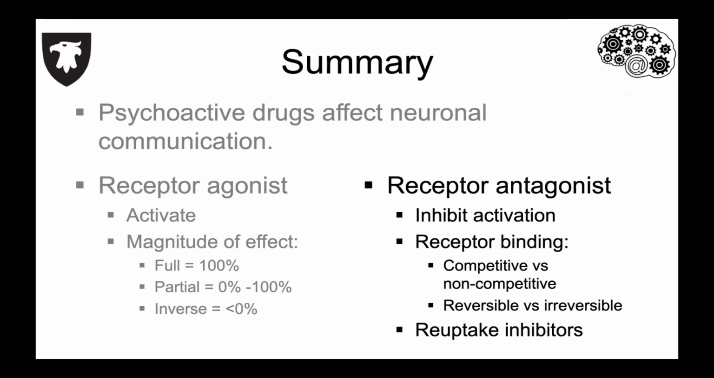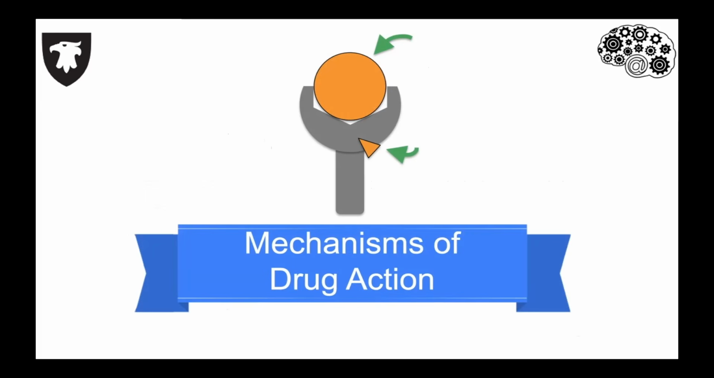Reuptake inhibitors function the same way as other antagonists, but their use actually causes increased activation of receptors on the postsynaptic neuron because the neurotransmitter remains in the synaptic cleft for longer. Selective serotonin reuptake inhibitors, or SSRIs, are a major group of antidepressants that function through this mechanism. Hopefully, this video has shed some light on the mechanisms of action through which psychoactive drugs work.